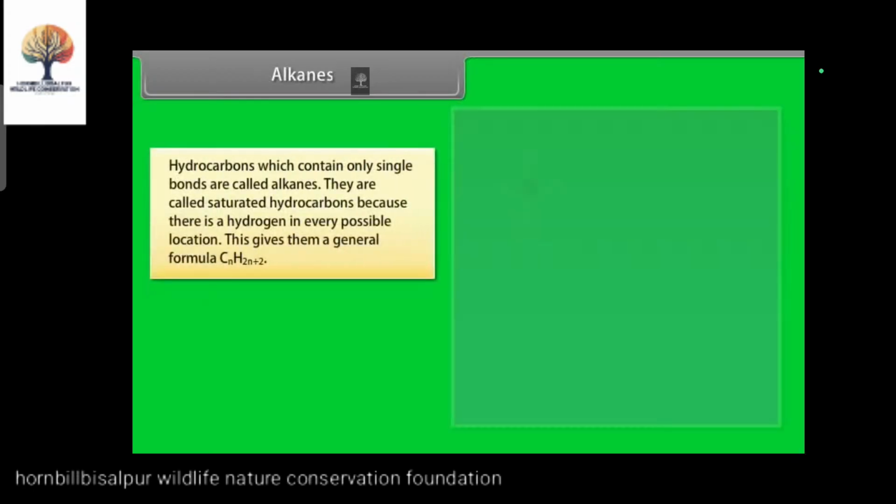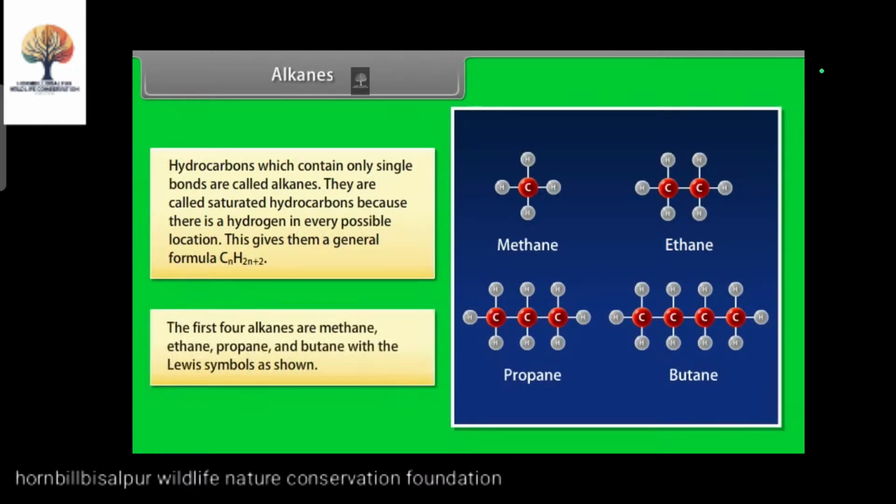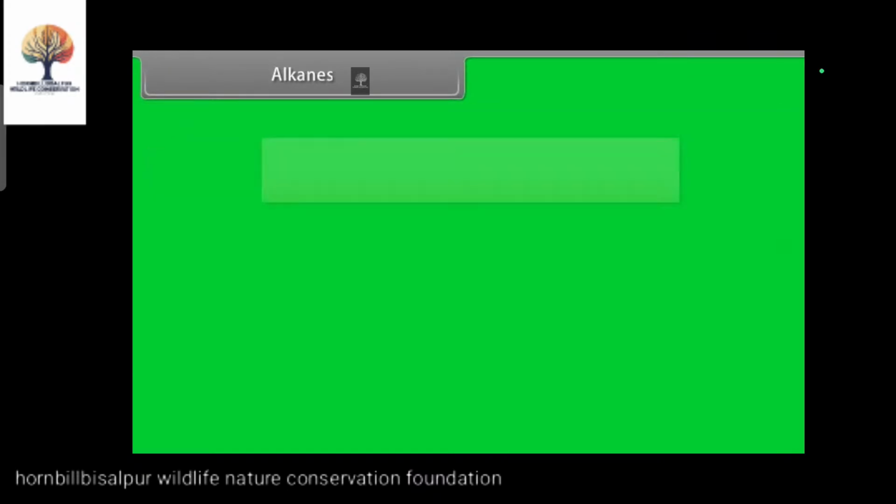Alkanes. Hydrocarbons which contain only single bonds are called alkanes. They are called saturated hydrocarbons because there is a hydrogen in every possible location. This gives them a general formula CnH2n+2. The first four alkanes are methane, ethane, propane, and butane, with the Lewis symbol as shown.